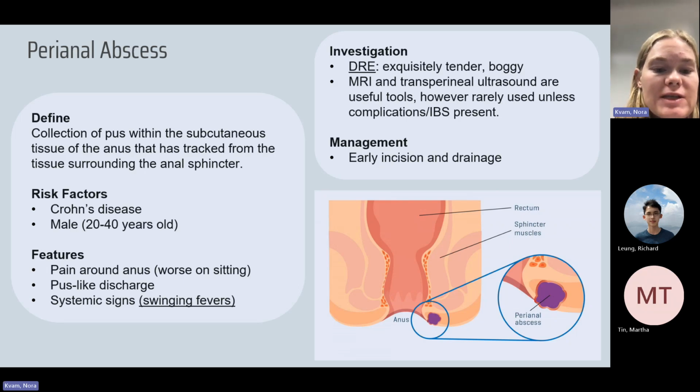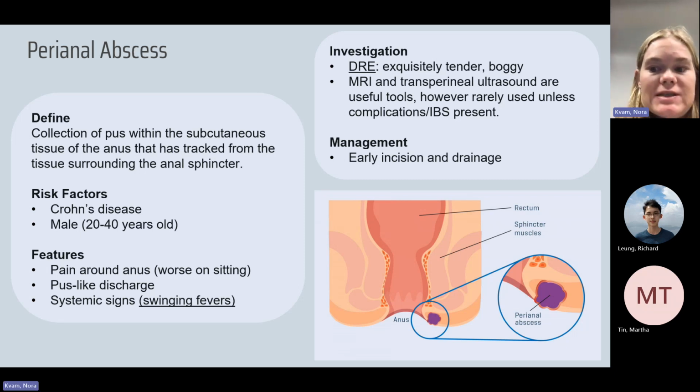So a perianal abscess. It's a collection of pus within the subcutaneous tissue. There are many glands found in the anus. So if one of these glands becomes clogged, it can get infected, and then an abscess can develop. There are different types of anorectal abscesses. A perianal abscess describes an abscess that's just beneath the skin of the anal canal. So it's found on the surface of the anus.